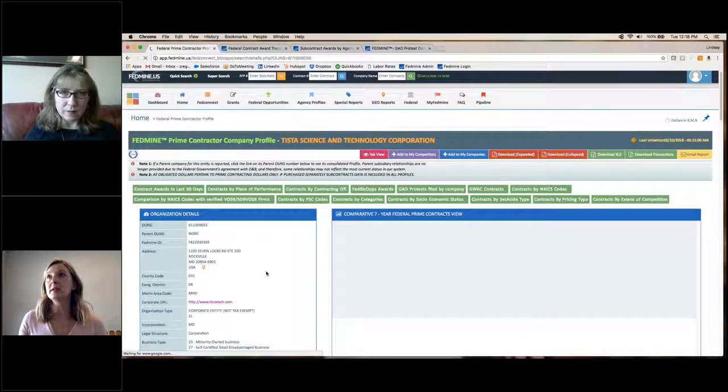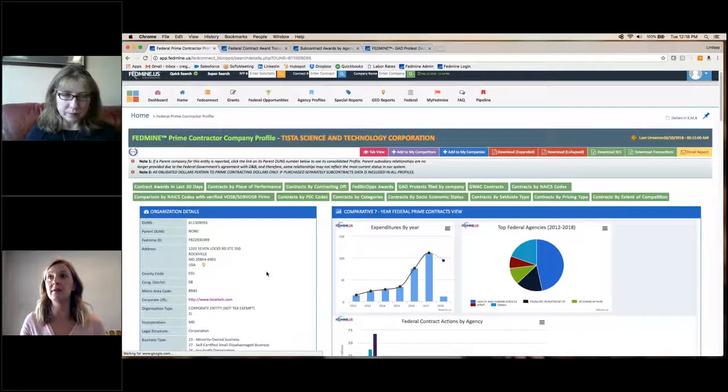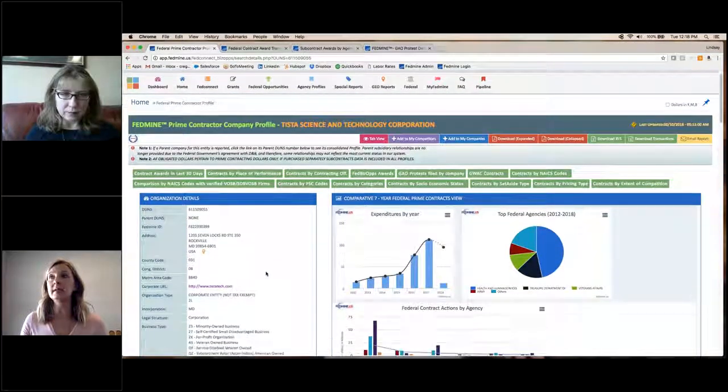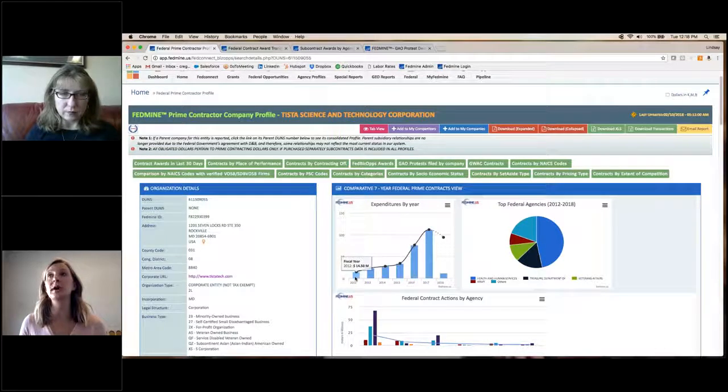So, these are the types of things that you'll see that are going to help you in your competitive analysis. So I can see how quickly they've grown. Now, our data does go all the way back to 2004. For this particular view, I can see that they had 14.5 million in 2012. And last year, they were over 100 million. So that's a pretty quick growth. So really, we want to understand how did they do that?